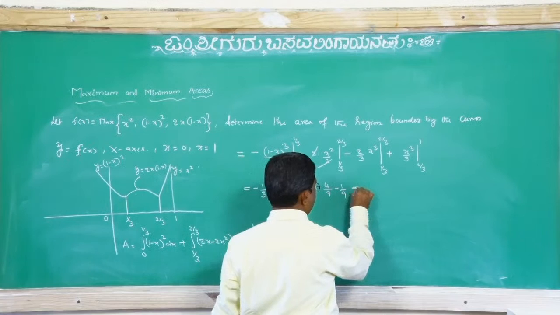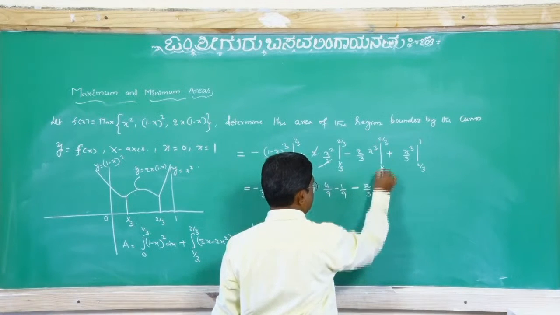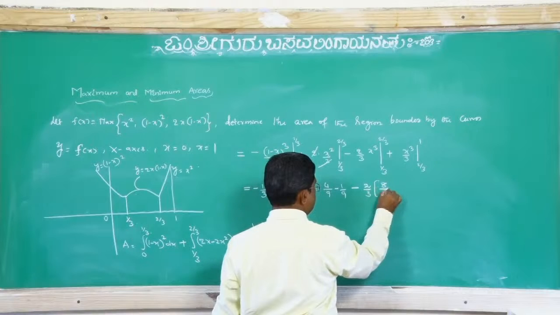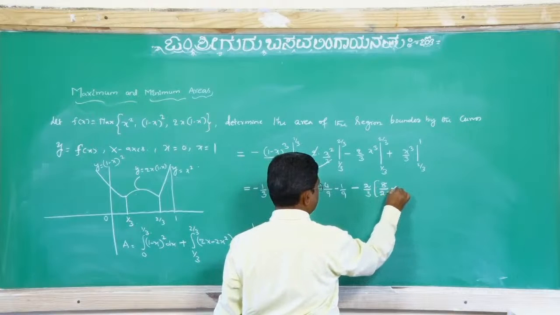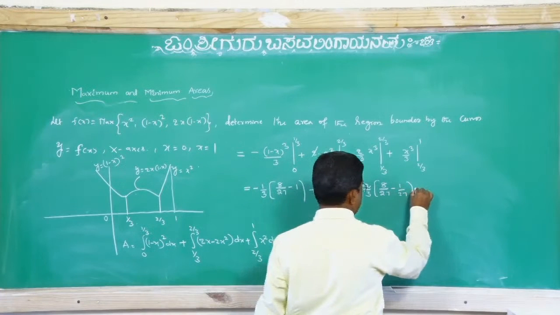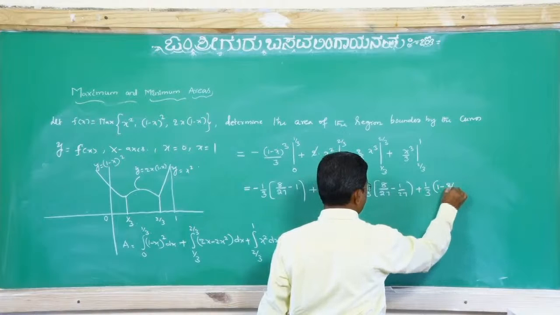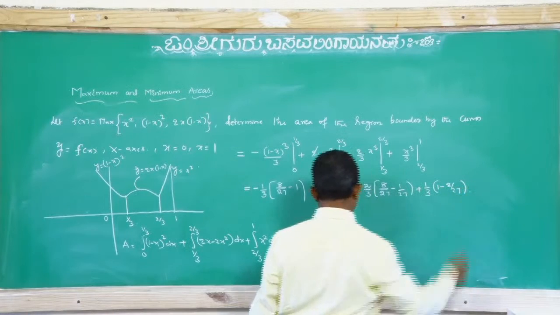Right? Next one: minus 2 by 3 into x cube, which means 2 cube is equal to 8 divided by 27 minus 1 by 27, plus 1 by 3 into 1 minus 8 by 27, right?